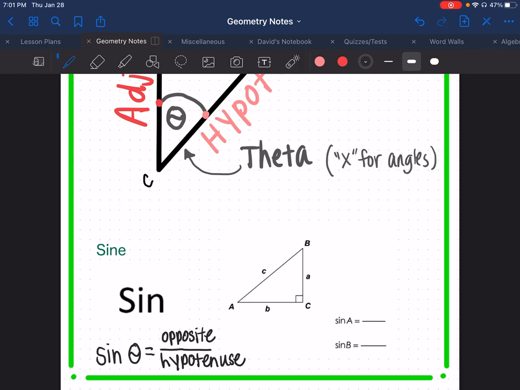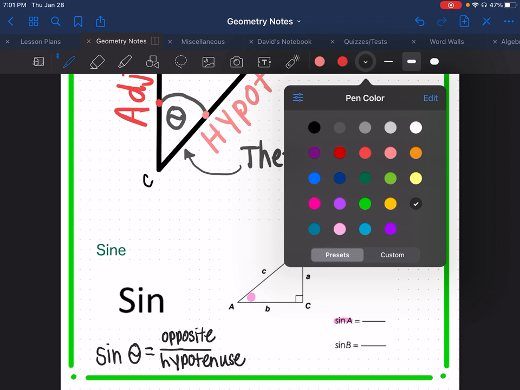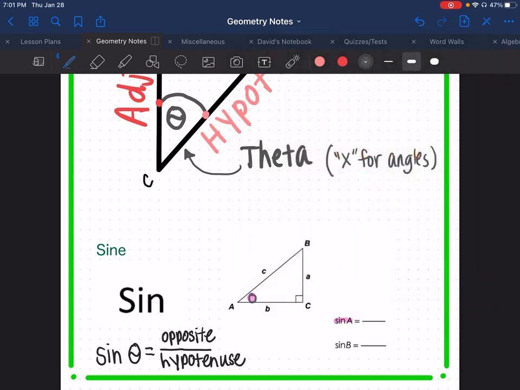Okay, so based on what my value of theta is, it depends on what my sine ratio looks like. So let's go ahead and look at sine A, the sine of angle A. Here, of course, is angle A, and we could go ahead and call it theta if you want. We could go ahead and put theta right there. If you're going to make your arc mark, notice that here it is touching the hypotenuse.